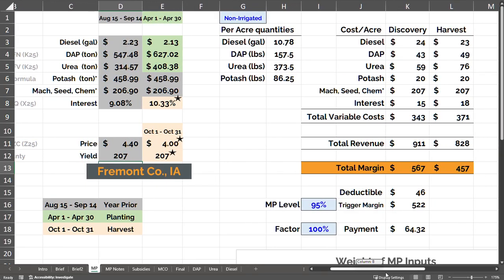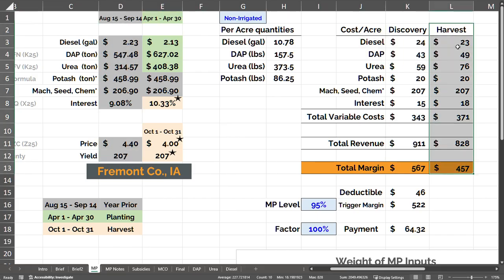If we slide over just a little bit, we take the prices, multiply it by the quantities to get our total costs per acre. So we've got all of those, the fuel and the fertilizer and the machine, seed, and chemical lines come down here to this total variable costs line. We take the variable costs and we subtract them from the total revenue. So total revenue, again, is just our price and our yield to get a total margin. So this is the margin in 2025. This was the margin that we would have expected in August through September in that discovery window back here.